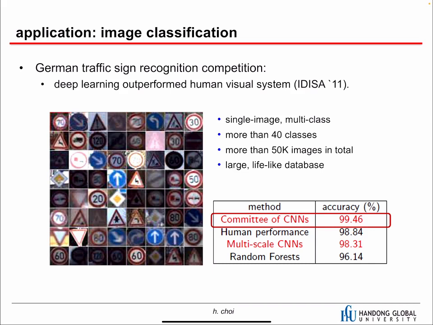Okay, and the next application is image classification. So in 2011, when the deep learning was not that hot topic yet, these guys applied the committee of deep learning. Okay, CNN is a deep learning algorithm, and they applied a committee. It is actually ensemble learning. So they applied a committee of CNNs, and the accuracy of German traffic sign recognition is better than human performance. Okay, actually this is the first kind of successful story for deep learning.